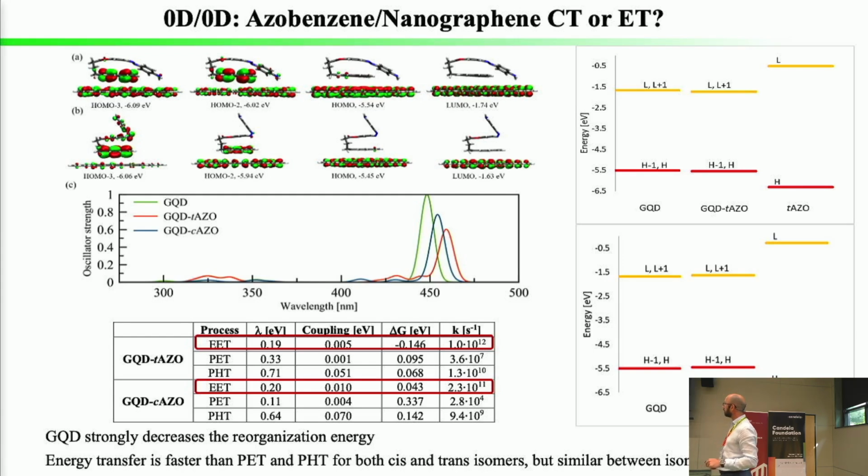This is due to the fact that the presence of this nanographene strongly increases the reorganization energy, because you can easily add one electron or remove it without strongly modifying the structure, since it has so many pi bonds that you can accommodate one more electron. And the energy transfer is much faster than both electron and hole transfer.